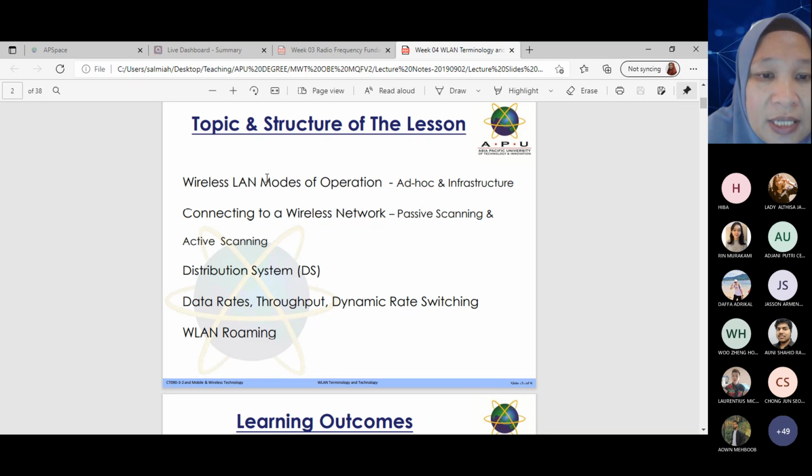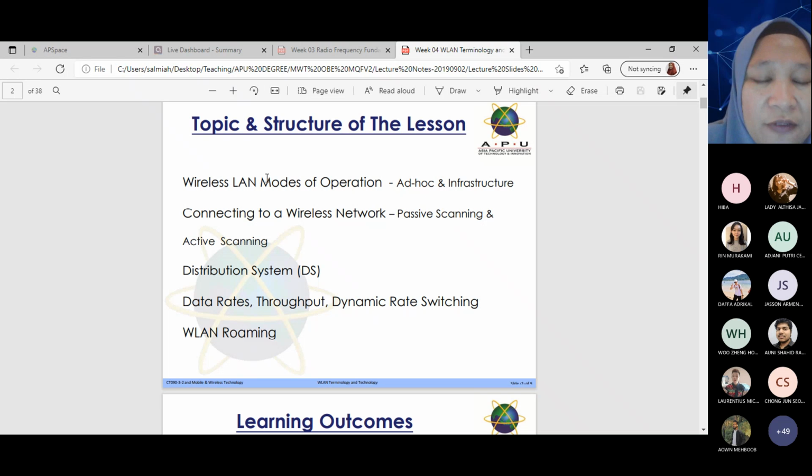And then we will see the example of the distribution system. In other words, how a wireless infrastructure network is to be implemented through a distribution system. The distribution system is, if you still recall, we have mesh network. That mesh network can be implemented through a distribution system.